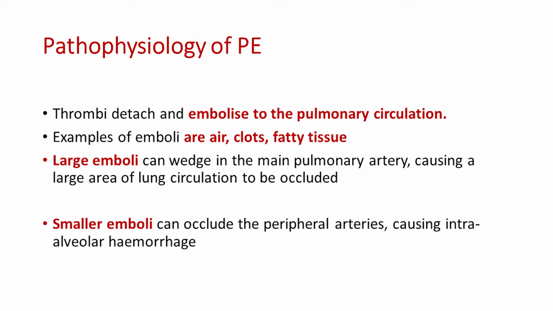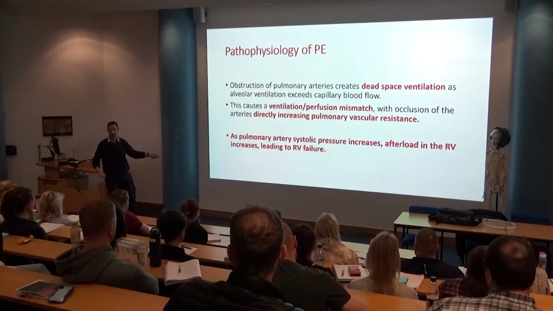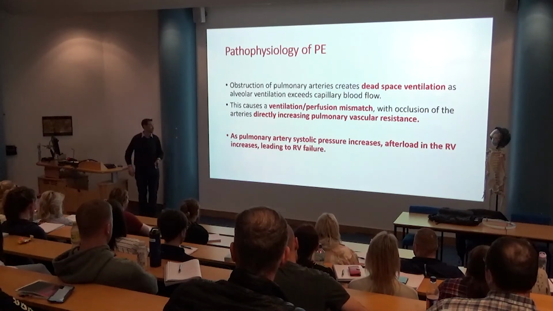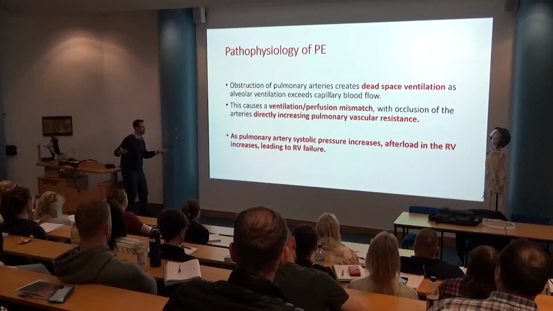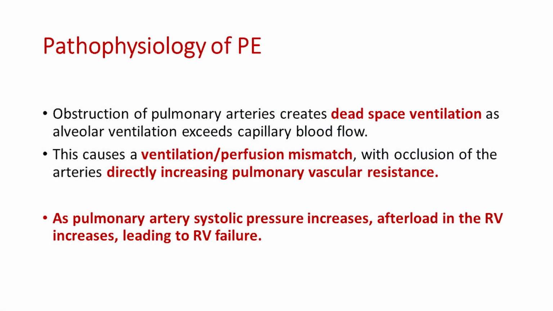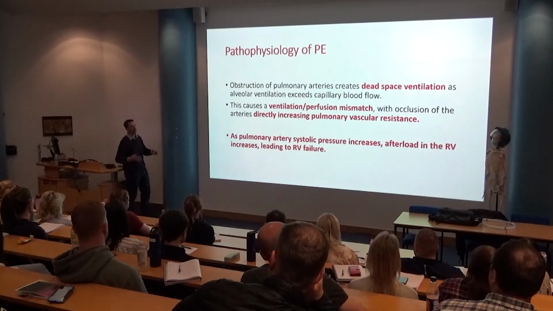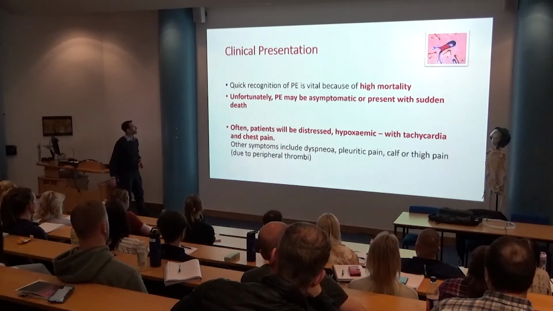So this essentially is what Colin told you earlier on, just taking it straight from my slide. So creating your ventilation perfusion mismatch because of your increased dead space ventilation. And as pulmonary artery systolic pressure increases, afterload in the right ventricle increases, leading to a right ventricular failure, and potentially that's when we can start getting, on a longer term, some edema and some swelling and such.